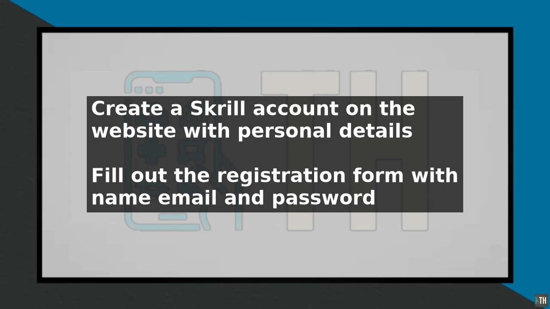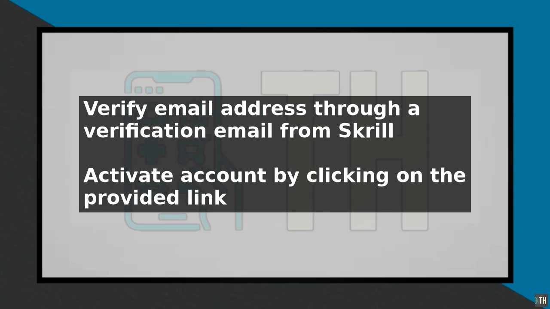The next step is to fund your Skrill account. You can do this by using a credit or debit card, or by transferring funds from your bank account. To add a card, go to the Payment Methods section of your account and click on Add a Card. Enter your card details, including the card number, expiration date, and security code.